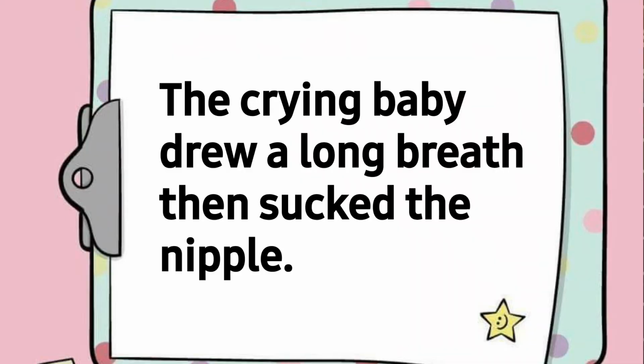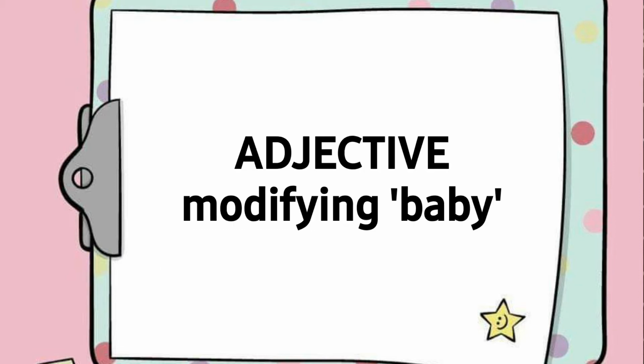Okay, so now let us proceed with our example sentence with participle. The crying baby drew a long breath, then sucked the nipple. What is the participle in our sentence? That's right, we have crying. What is the function of the participle crying in our sentence? That's right, it functions as an adjective. It modifies the noun baby.